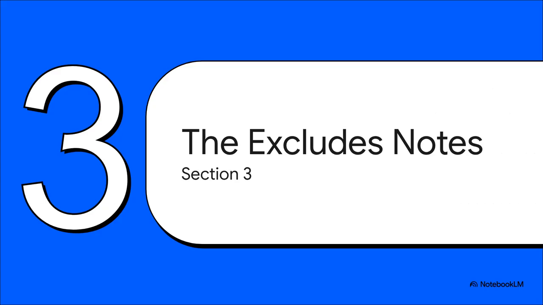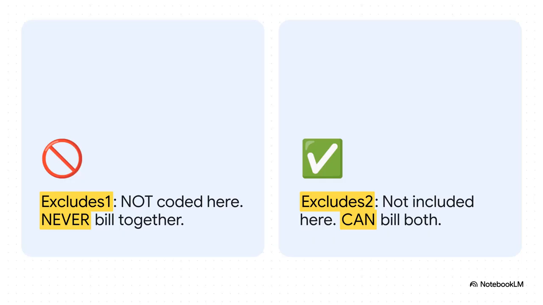Which brings us to Section 3, Navigating the Excludes Notes. Now, I honestly call these the ultimate audit traps for double coding. Excludes1 literally means not coded here. This is a strict brick wall, guys. These are mutually exclusive conditions, meaning they cannot be billed together under any circumstances, no exceptions. But Excludes2, that simply means not included here. These are totally different conditions, and you actually can bill them both if the patient's medical record supports having both of them at the same time.